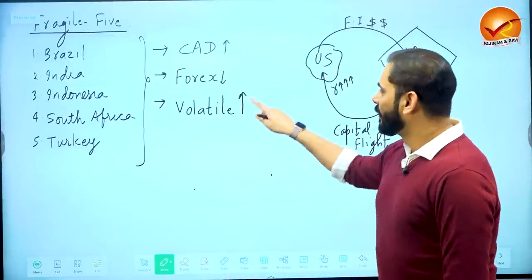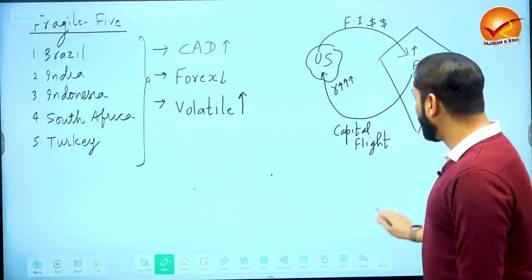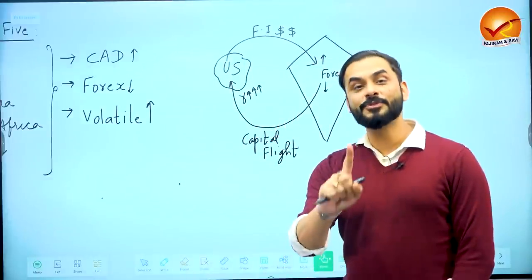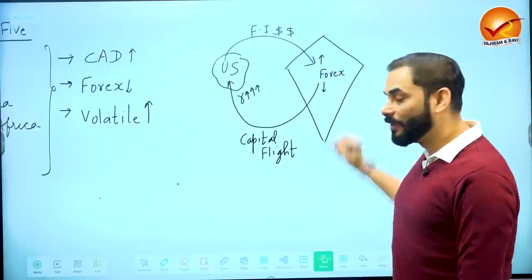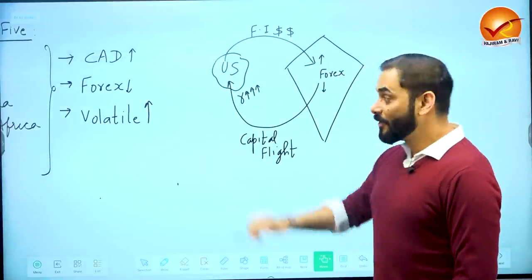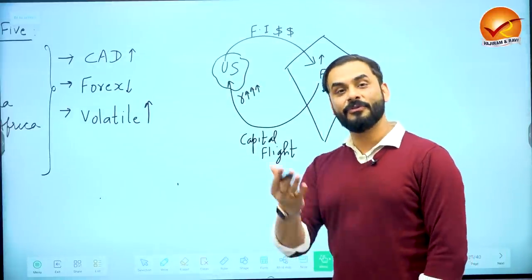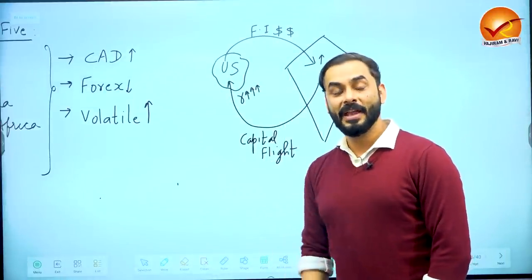See, this is US and this is India. When things were fine, what was happening? Dollars from US were coming to India, foreign investment. When dollars from US reach India, our foreign exchange reserve goes up. And this is a good thing.